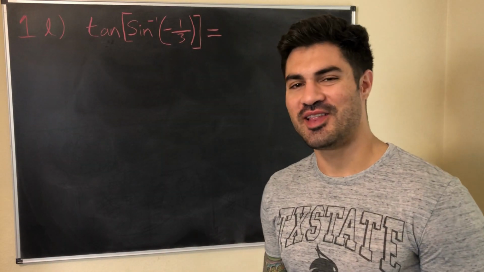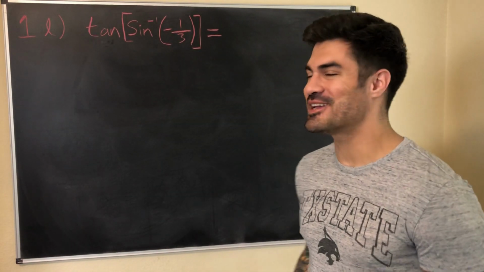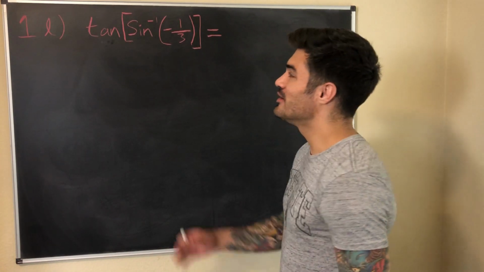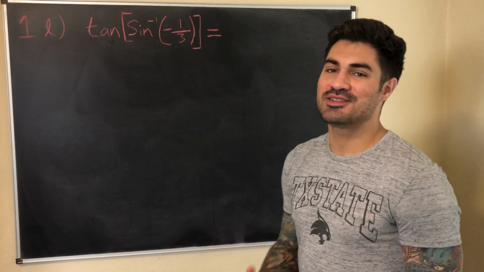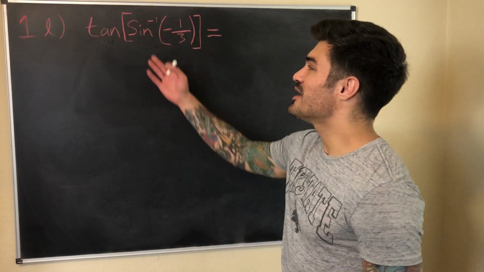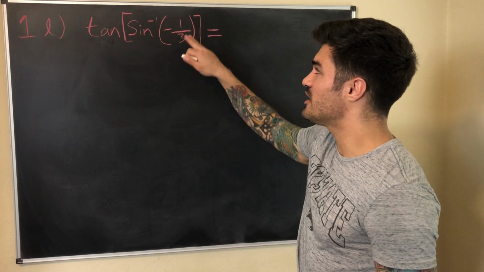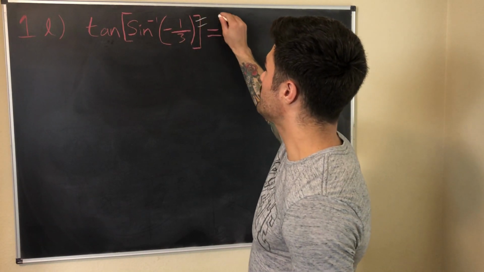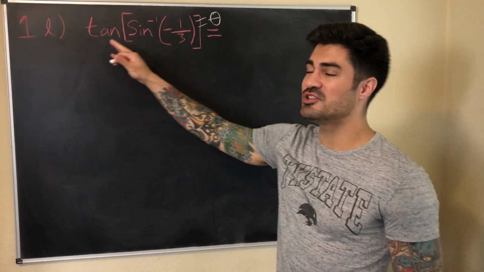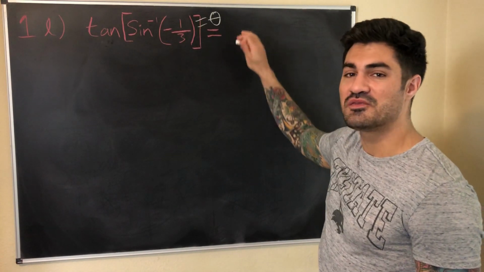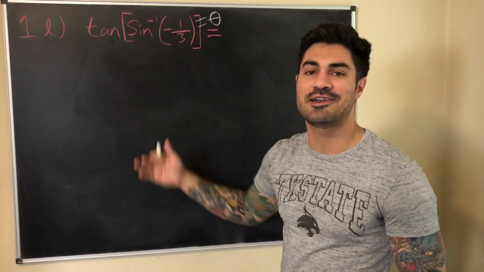All right, so this is the last example where we're going to find these exact values. Let's go and jump right into it. This is the expression we're looking to find the exact value of. We can notice that the inverse function is the inner function in this case. So the sine inverse of negative 1/3 is going to give us some angle, and then we're going to find the tangent of that angle, and that's going to give us the final exact value of this entire expression.